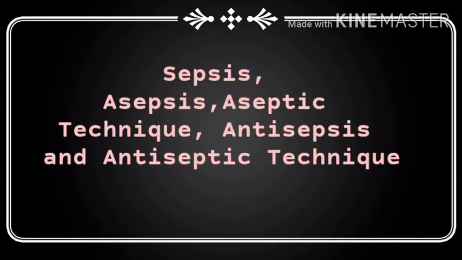Differentiating these terms. So when we say sepsis, it has the presence of pathogens, while asepsis, there is an absence of pathogens. Aseptic technique is used to eliminate the pathogens. For example, hand washing. Then antisepsis is the prevention of any infection. And lastly is the antiseptic technique. So during this technique, antiseptics are used along with the aseptic technique.